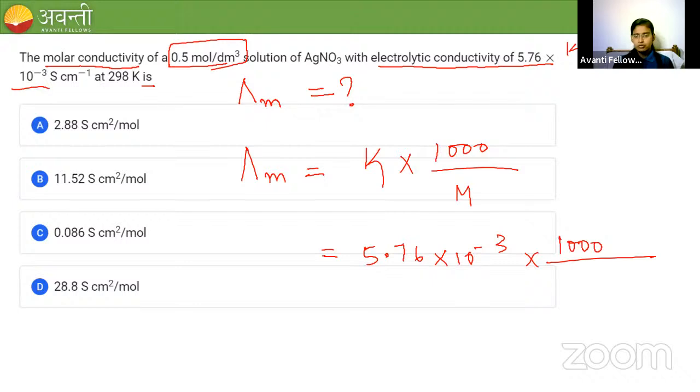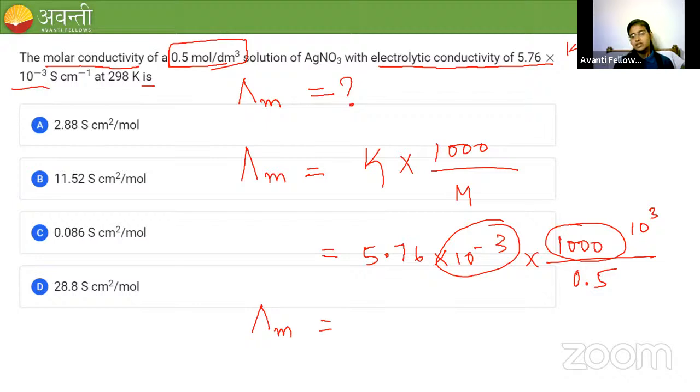So it is 0.5. Now all of you solve this, do the multiplication. Here it is 1000 and 10 to the power minus 3. 1000 is nothing but 10 to the power plus 3, so they will cancel each other. So 5.76 divided by 0.5 is the correct answer. Very good, Sanika, very good, Ramya. All of you have got the answer. Janvi, very good. Option B is the correct answer.